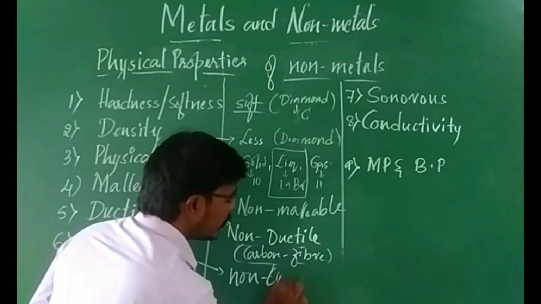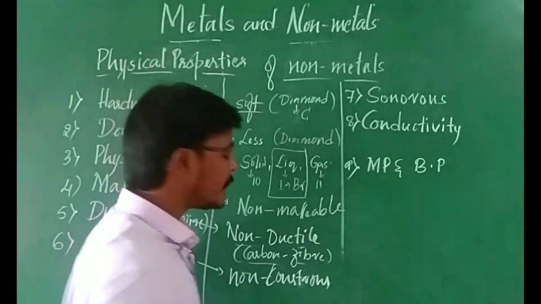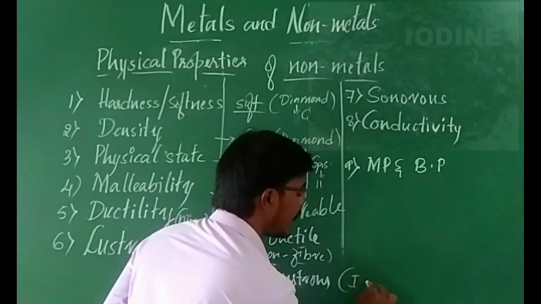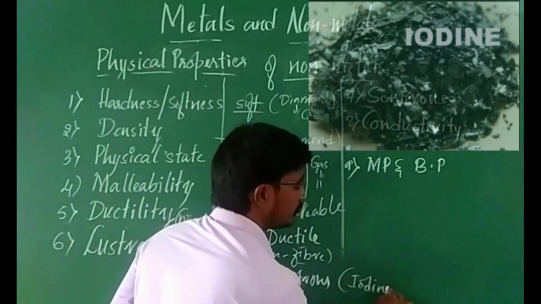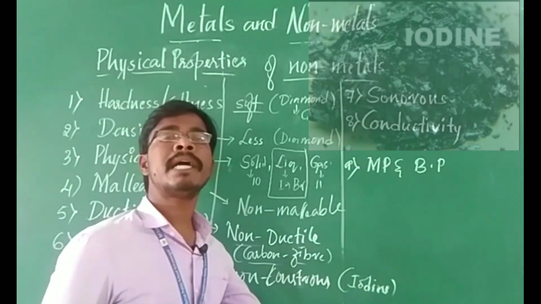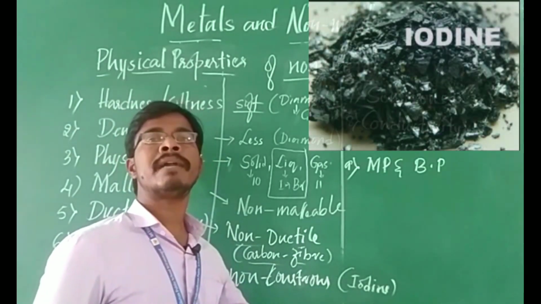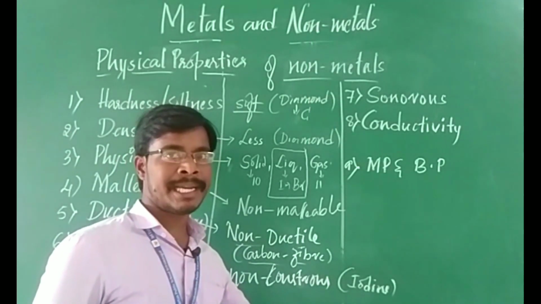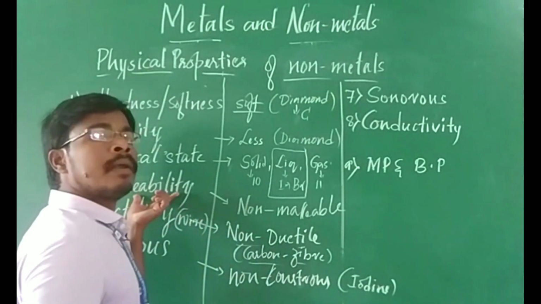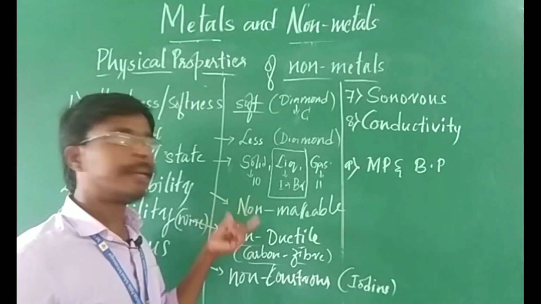They are non-lustrous in nature, but we do have one exceptional case here. It is again iodine. So all non-metals are non-lustrous except iodine. Iodine will give a shiny appearance, due to that we have taken this as an exceptional case. Now, coming to malleability and ductility, we can give the property of a non-metal here.